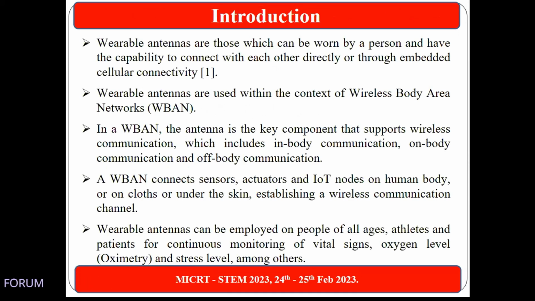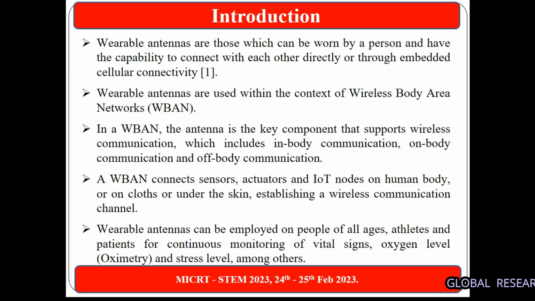and references. Basically, wearable antennas are those which can be owned by a person and have the capability to connect with each other directly or through embedded cellular connectivity. Wearable antennas are used within the context of wireless body area network. In a wireless body area network, the antenna is the key component that supports wireless communication, which includes in-body, on-body, and off-body communication. Basically, W-band connects sensors, actuators, and IoT nodes on a human body that also connects over the clothes or under the skin, establishing a wireless communication channel.